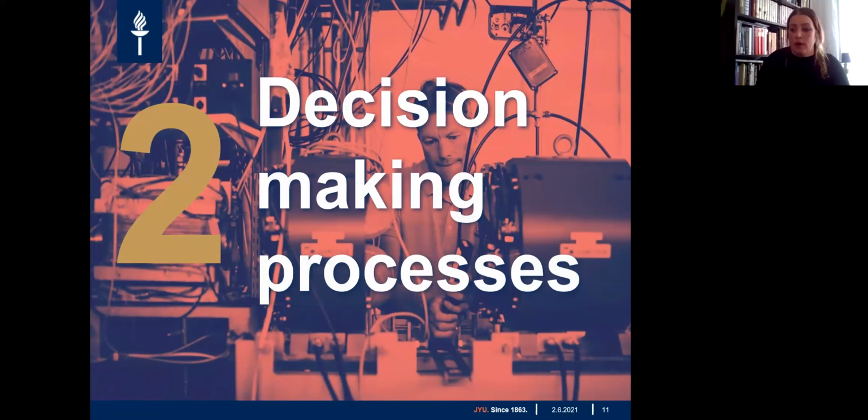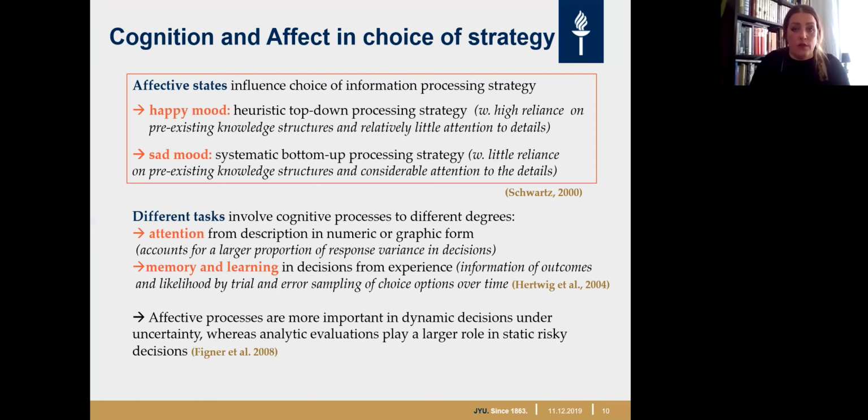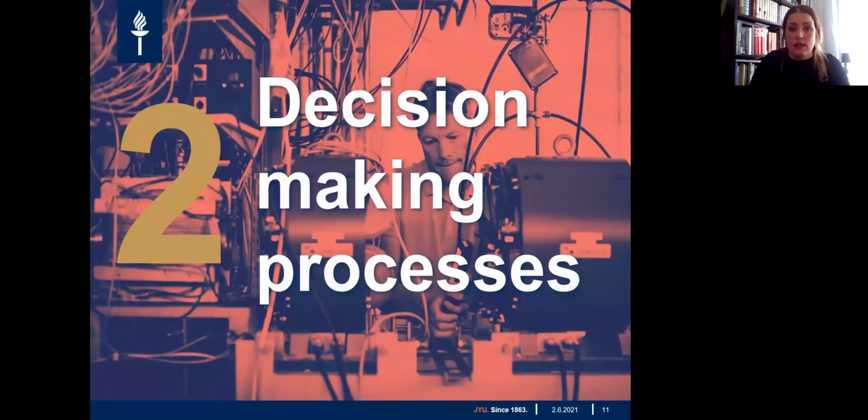And the second part is about decision-making processes. If you have any questions about the first part, please don't hesitate to ask. You can also, of course, ask questions at the end of the tutorial, whatever you wish.